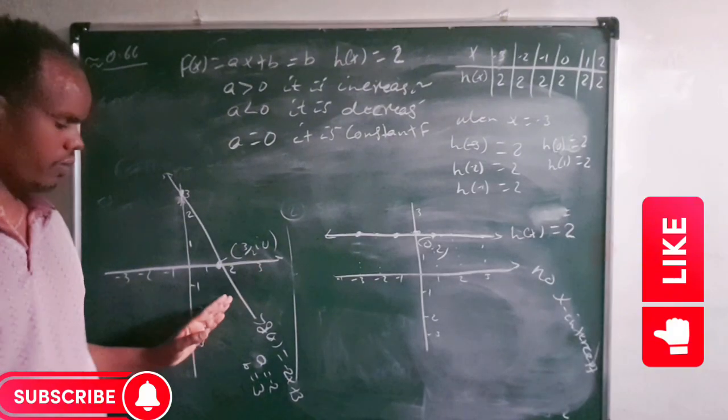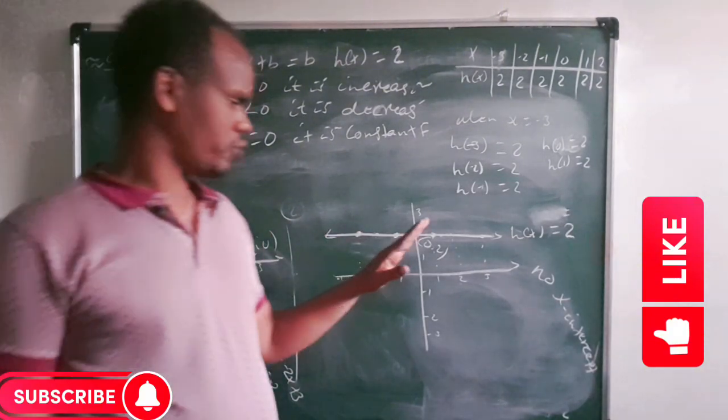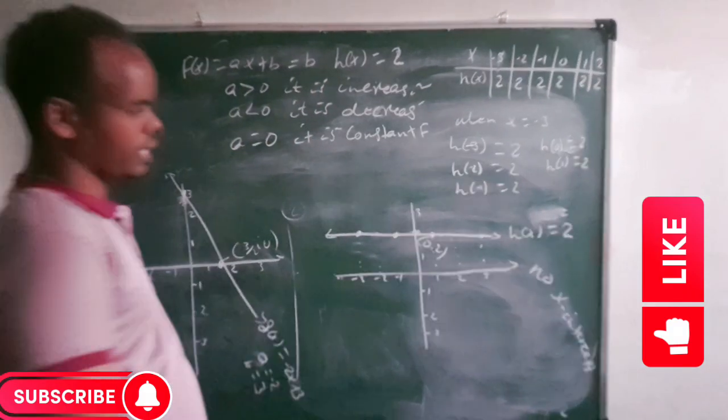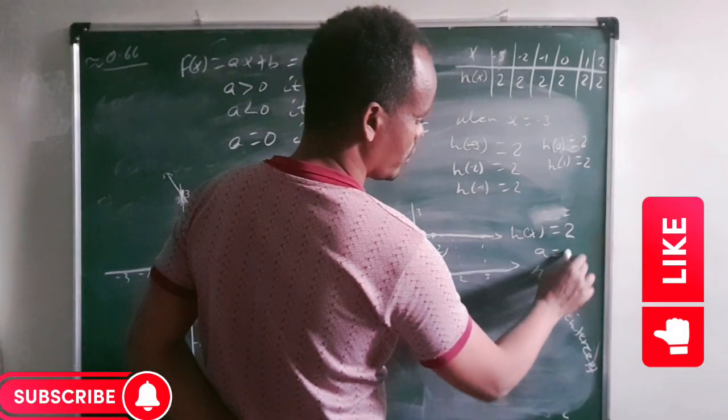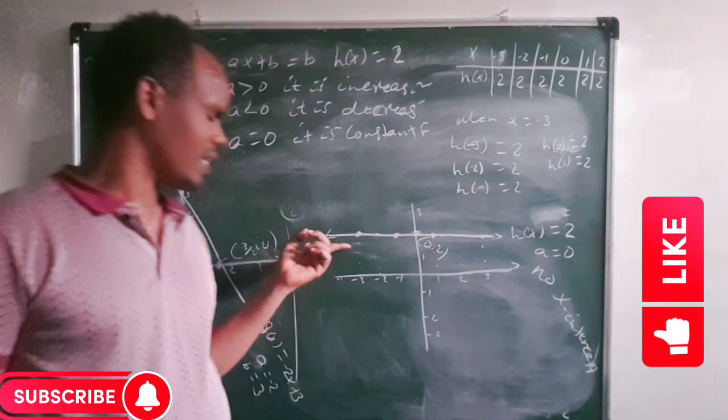This is the graph of a linear function. This is a decreasing function. This is a constant function. The first one is an increasing function, because here a is equal to 0, a straight line.